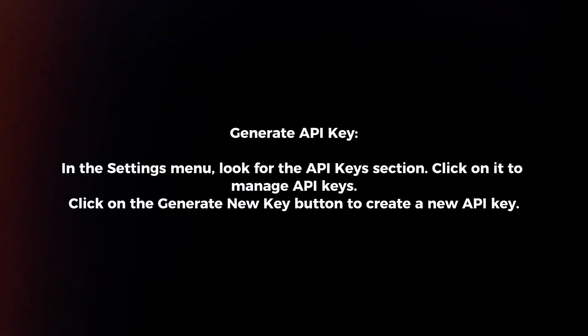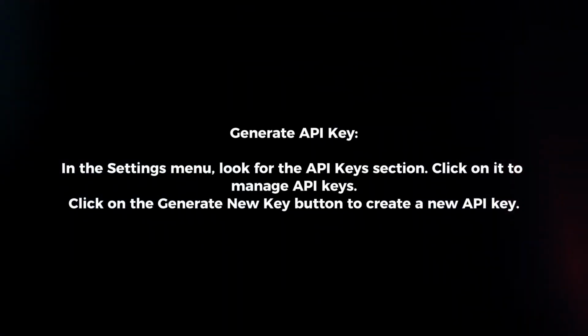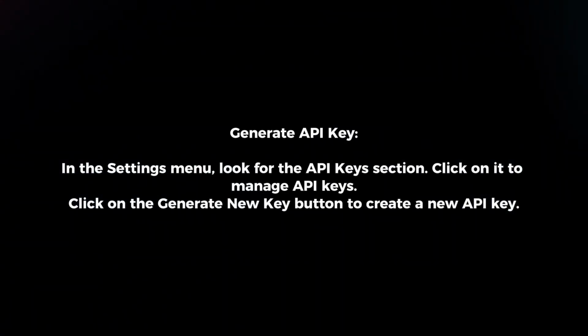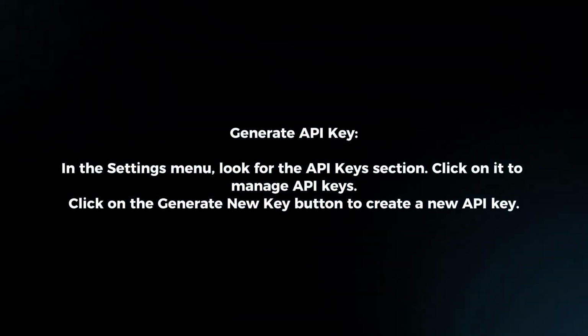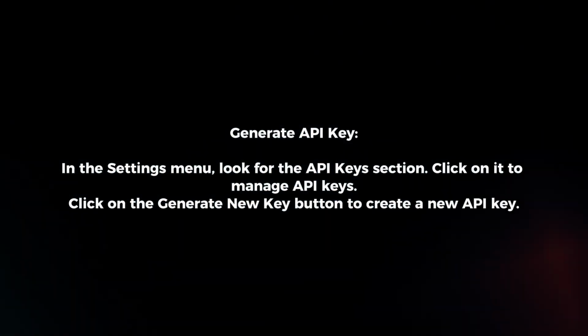Generate API key. In the settings menu, look for the API key section. Click on it to manage API keys. Click on the Generate New Key button to create a new API key.